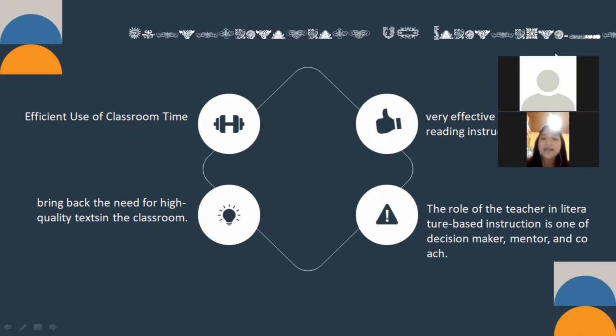And the next one is a very effective approach in reading instruction. As I said before, this can increase the reading skills of students. And the last one, the role of the teacher in literature-based instruction is one of a decision maker, mentor, and also coach. So the role of the teacher in this approach is to guide the students to reach the goals of the learning process. Next one, please.